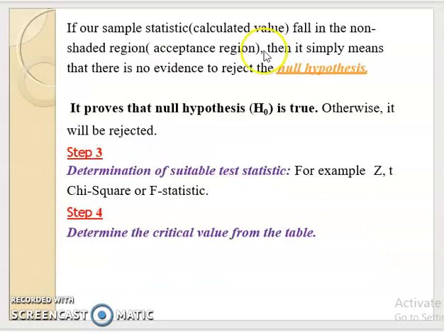Then if our sample statistic falls in the non-shaded region, that is the acceptance region, it simply means that there is no evidence to reject the null hypothesis, or otherwise it proves that the null hypothesis is true; otherwise it will be rejected. Okay, so that is about the selection of the significance level, and this level may be affected by certain factors like the magnitude of the difference between the means, the size of the samples, variability of the measurements within the samples, and whether the hypothesis is directional or non-directional. So there are certain exception cases also.